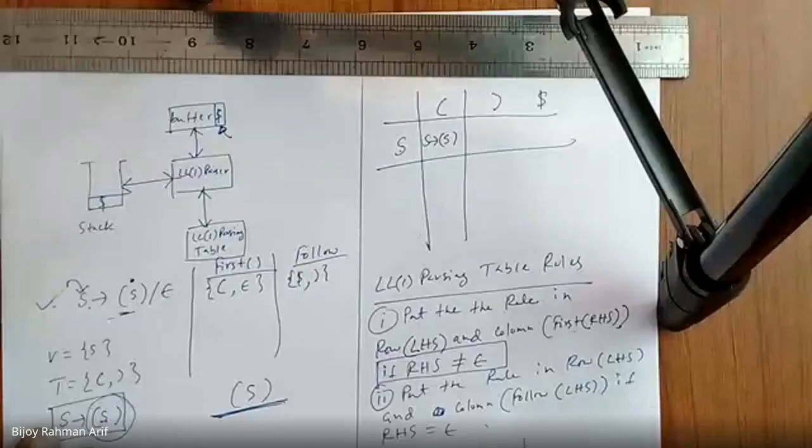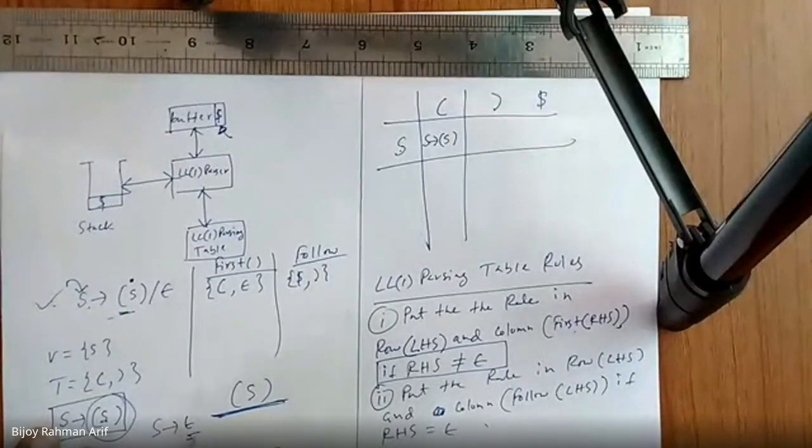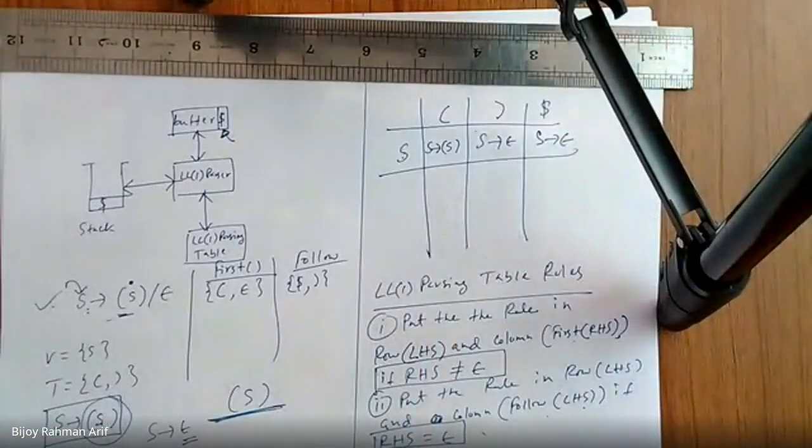Now let's go to the second rule. Put the rule in the row of LHS and the column of follow of LHS if RHS is epsilon. In this production, S' derives epsilon, so the RHS is epsilon. So what is follow of LHS? What is follow of S? Dollar and close parenthesis. So S' derives epsilon goes there. Done. So this is the table.